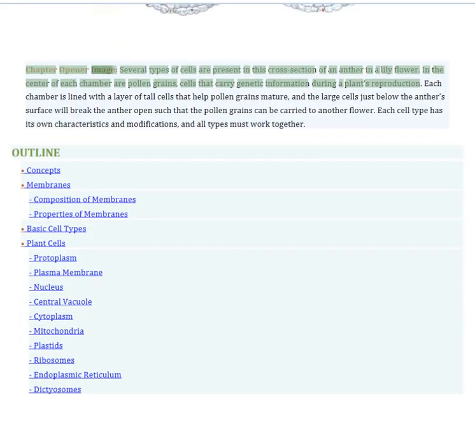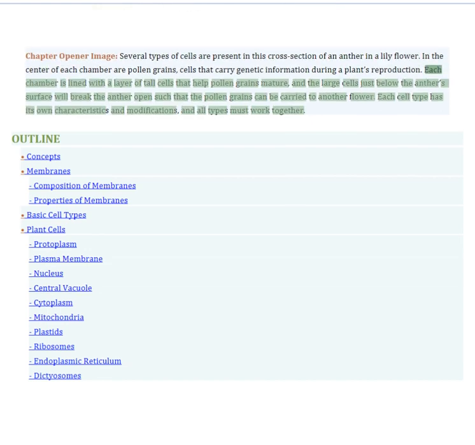Chapter Opener Image. Several types of cells are present in this cross-section of an anther in a lily flower. In the center of each chamber are pollen grains, cells that carry genetic information during a plant's reproduction. Each chamber is lined with a layer of tall cells that help pollen grains mature, and the large cells just below the anther's surface will break the anther open such that the pollen grains can be carried to another flower. Each cell type has its own characteristics and modifications, and all types must work together. Outline.